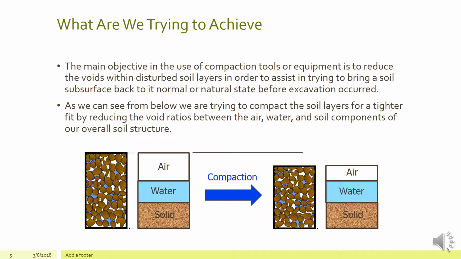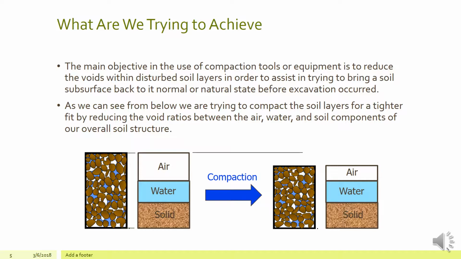So what are we trying to achieve? The main objective in the use of compaction tools or equipment is to reduce the voids within disturbed soil layers in order to bring a soil surface or subsurface back to its normal or natural state before excavation occurred. Now we have to keep in mind, we're not going to get it back to 100%. We're going to try and get it back the best we can. Over time, yes, it could go back as weather and environmental conditions move those particles back together where they belong. But we don't have all that time on a project. So we have to force Mother Nature back into its natural state.